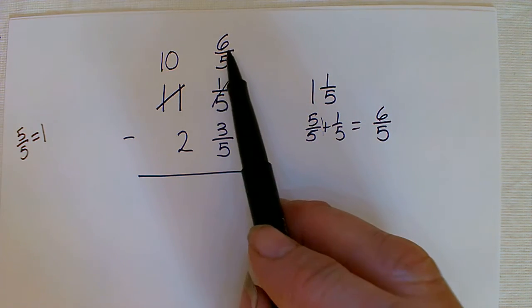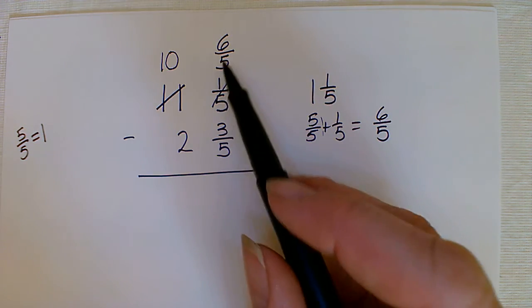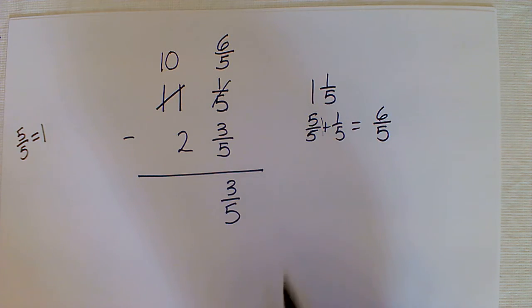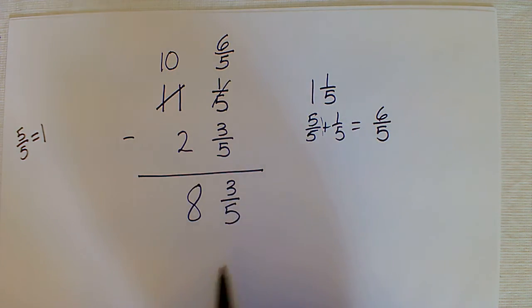All right, so now we're good. We have 6/5. We can definitely take 3/5 from that. So 6 minus 3 is 3, and I keep my denominator the same. And 10 minus 2 is 8. So we have 8 and 3/5. So we got the same answer both ways.